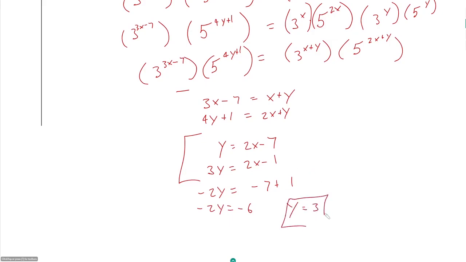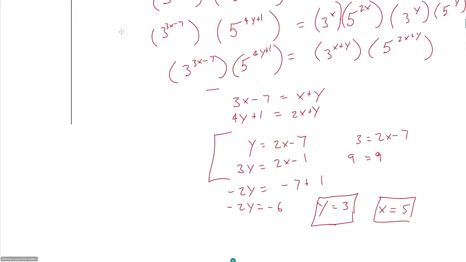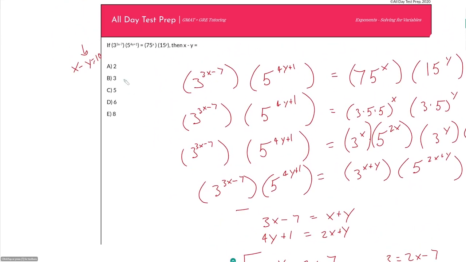If y is equal to 3, I just got to plug that into one of these. 3 is equal to 2x minus 7. X is equal to 5, it looks like. Let's check if it works for this bottom one. So 3y is equal to 9, which is equal to 2 times 5 minus 1, which is 9. So it looks like this is good. Y is 3, x is 5. We're looking for x minus y. 5 minus 3 is 2. A.